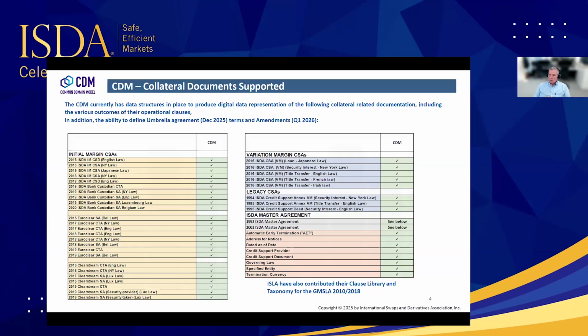So all the common publications, as we see on this slide here, have been developed in the CDM, and also some of the clauses of the master agreement as well. And obviously the CDM being an open source project, also being contributed by other markets such as securities lending and repo markets. So ISDA and ICMA trade associations also started to include parts of their clause library and taxonomies for their document sets as well.